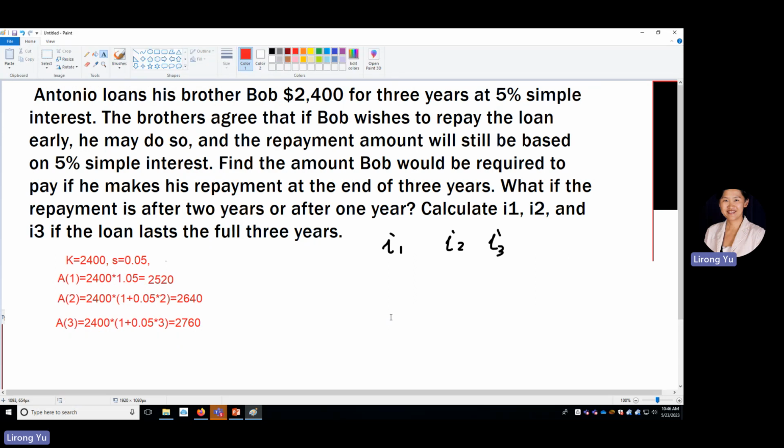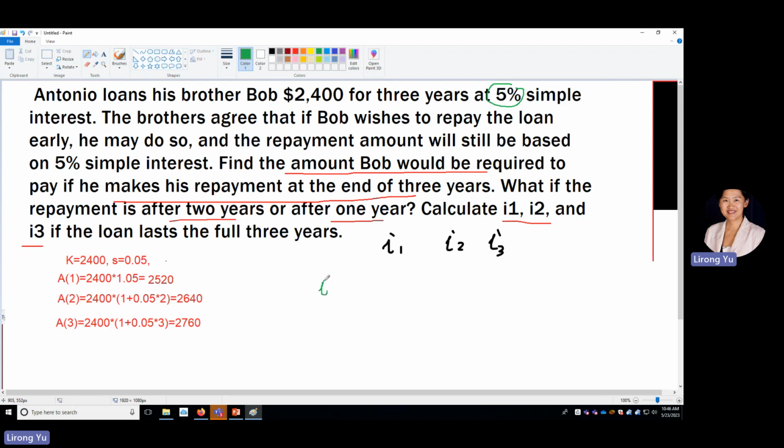The question kind of answered the first few. Find the amount he would be required to pay if he makes a payment at the end of 3 years, 2 years, or 1 year. And then we ask you to calculate I1, I2, and I3. You can see that they're not exactly what we anticipated. Remember, we have 5% simple interest rate. Why are they not all equal to 5%? I believe I1 should be 5%, but it's slightly different for the following years.